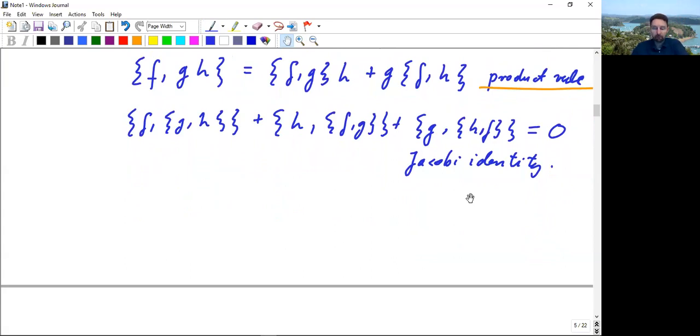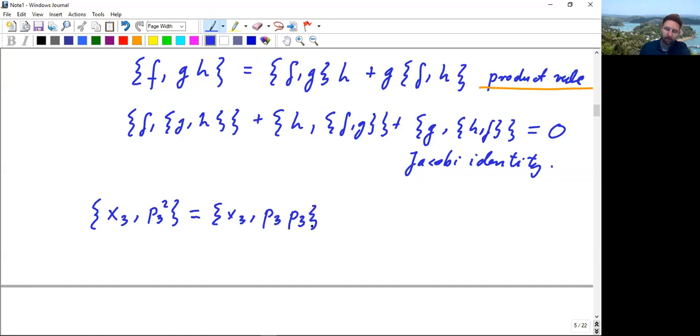So let's do an example now. For example, we take x3 p3 squared. What might that be? Let's see. We can use here the product rule to break this down into something that's linear. Namely, we can write this as x3, p3, p3. But you see, now it's of the form f, gh.